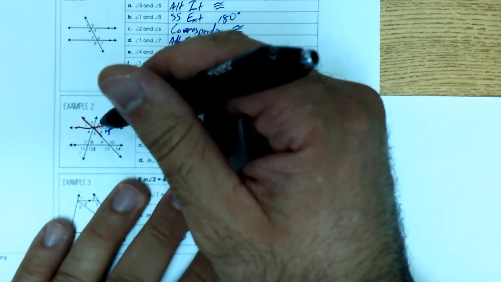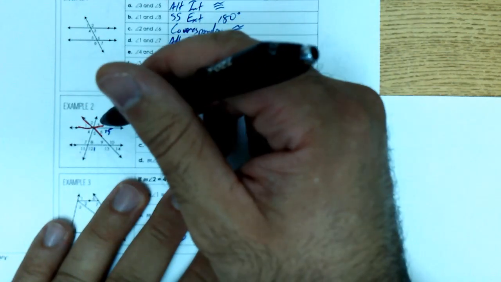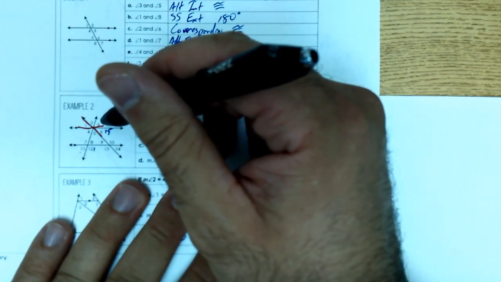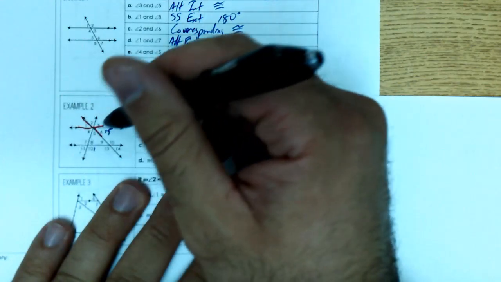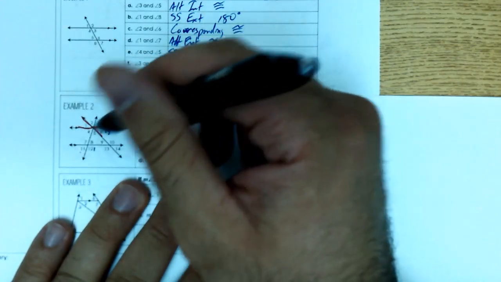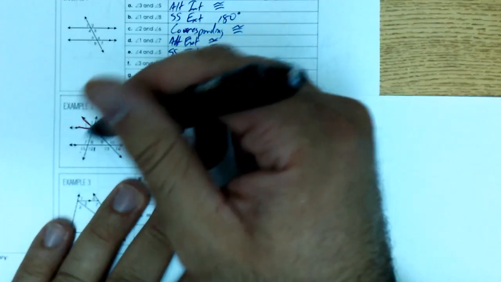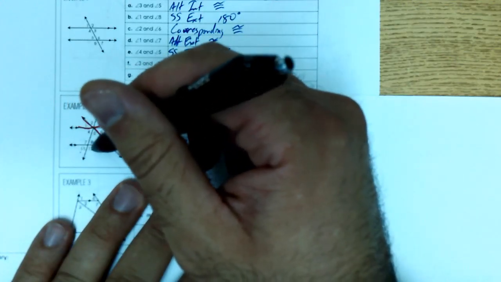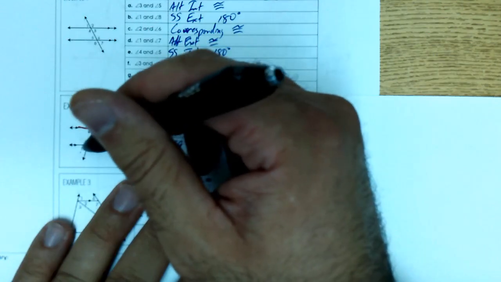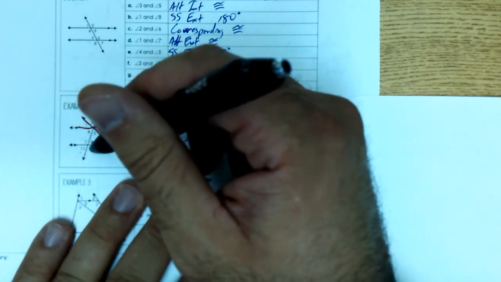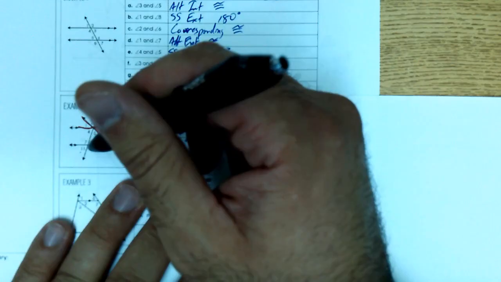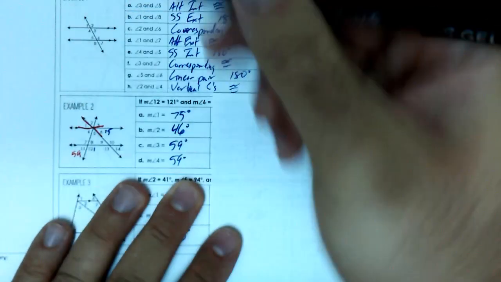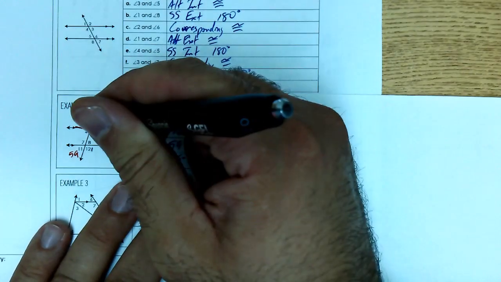3, we got 59. So how did we get that? Well, 3 and 11 are alternate exterior. So 3 and 11 have to be the same. Well, 11 is a linear pair with this angle 12, which is 121. So we can do 180 minus 121, which gives us 59. Alternate exteriors are congruent, so 59.